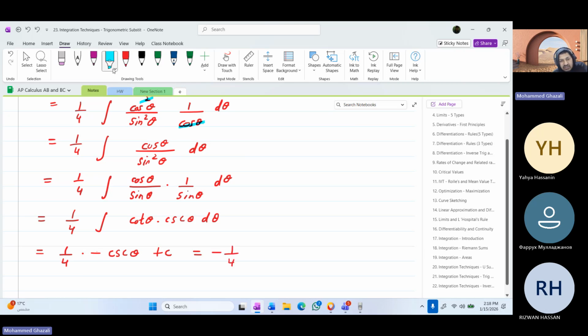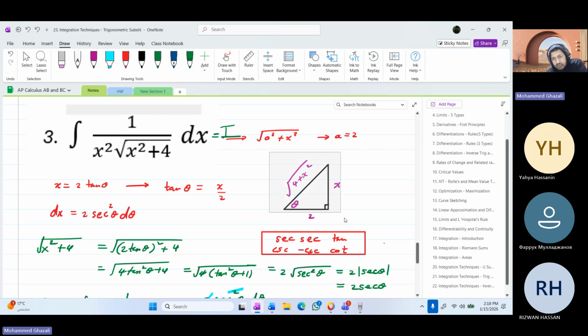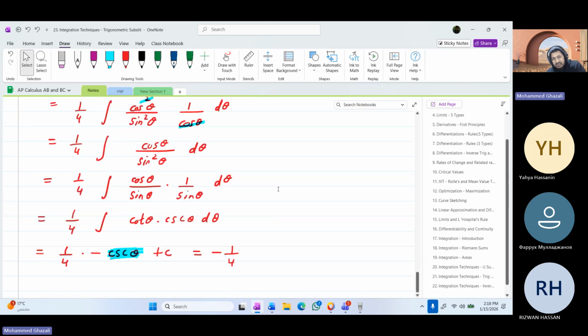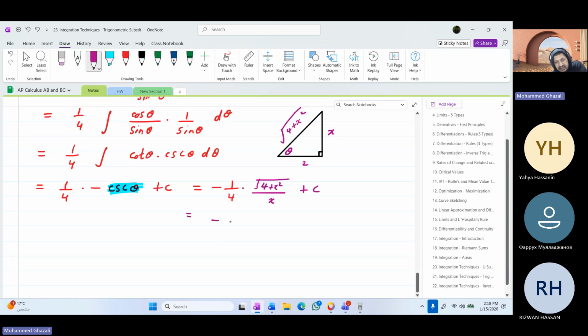Now, what is cosec? We've got to get it from the triangle. Remember to use SOHCAHTOA here. Cosec is the reciprocal of sine. Sine is opposite over hypotenuse, so hypotenuse over opposite is cosec. So quarter times square root of 4 plus x squared over x plus c. And that's my final answer, which is negative square root of 4 plus x squared over 4x plus c. Excellent.